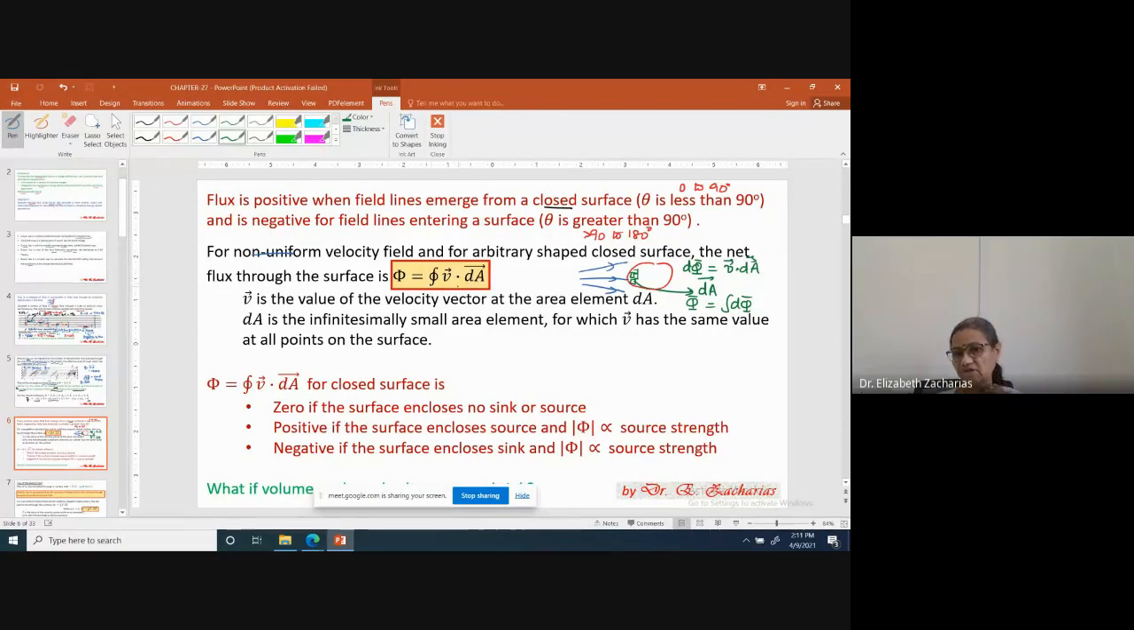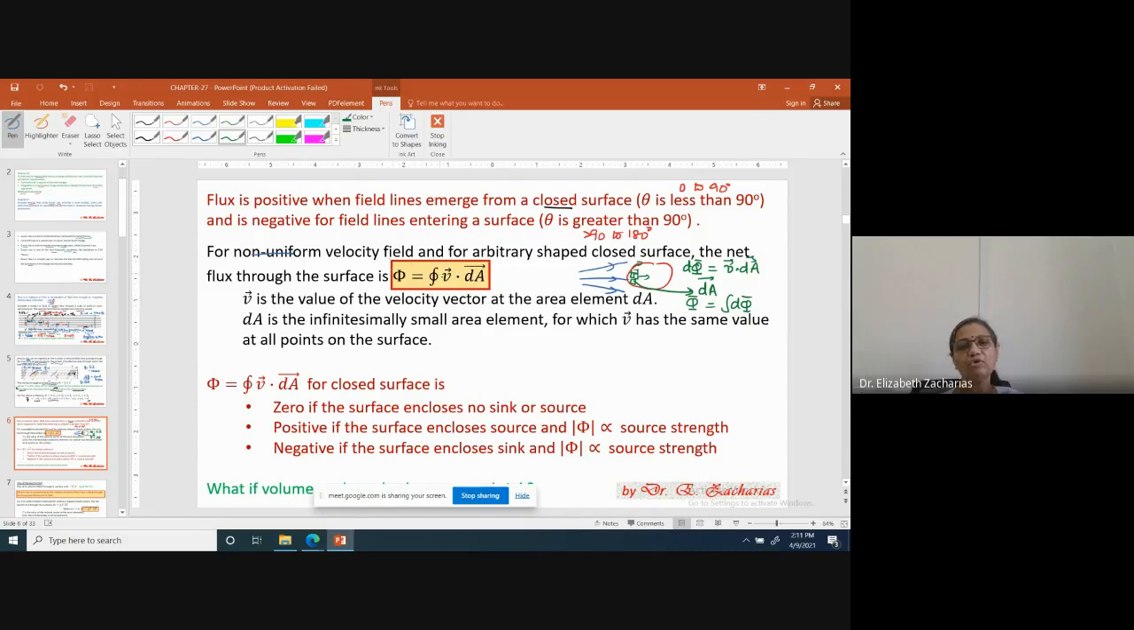So what is done here? Here you are using the method of integration. V is the, and what is V? Remember, V is not a constant anymore. For this particular dA, the velocity is some V. For this element, it may be something else. Okay, so now do an integration of V dot dA.